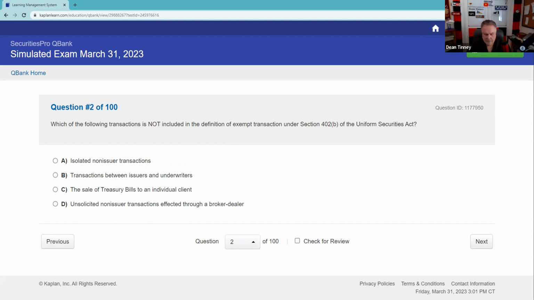117. Okay. Which of the following transactions is not included in the definition of an exempt transaction under 402B of the Uniform Securities Act? I'm not being facetious, I would actually read out loud to myself.